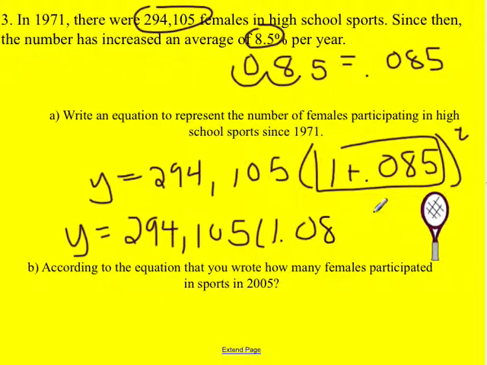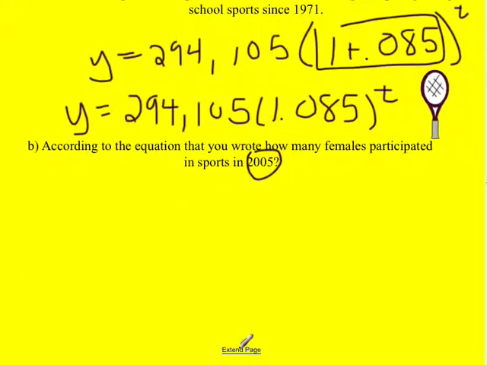According to this equation, how many females participated in 2005? I need to figure out how many years passed between 2005 and 1971. To do that, I take 2005 minus 1971, and that's going to give me 34. So 34 years had passed. Now instead of writing t, I'm going to write out this original equation, and I am going to raise it to the 34th power.